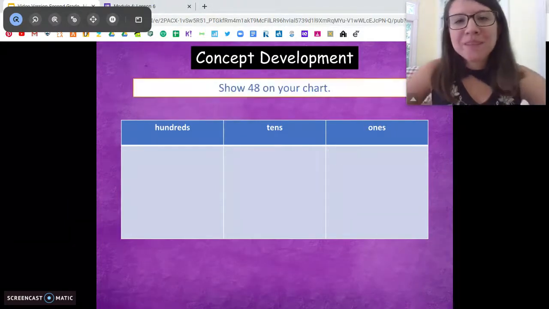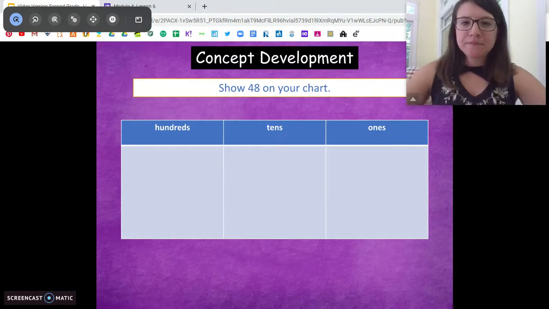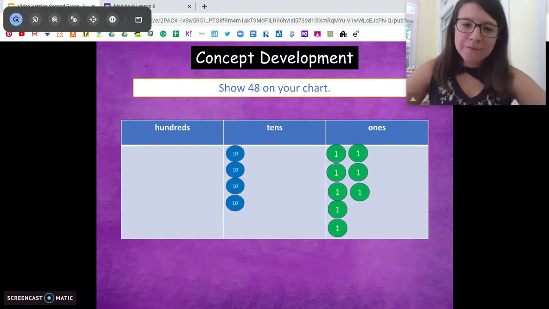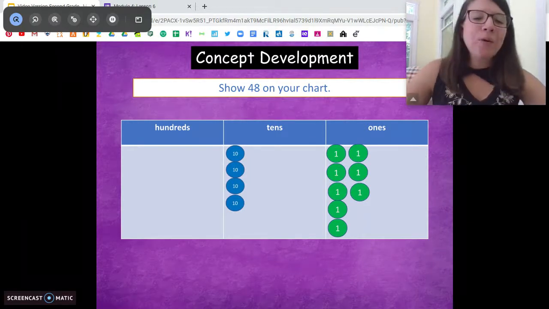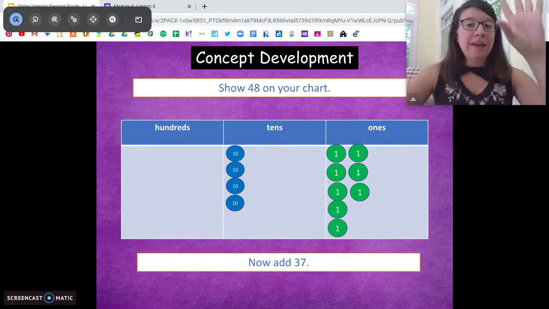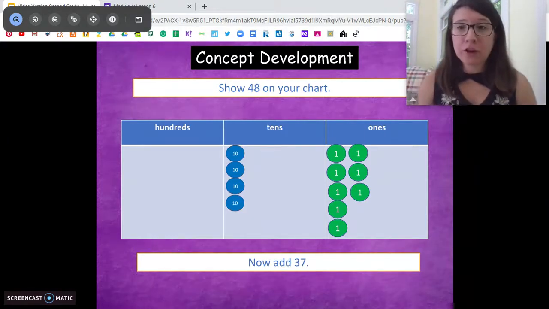Let's do another one. Show me 48 on your chart. Pause and do that now. 48. Now, add 37 to this. Remember, you're not adding 37 1s, add your 10s and your 1s separate. So pause, add 37 to your chart.